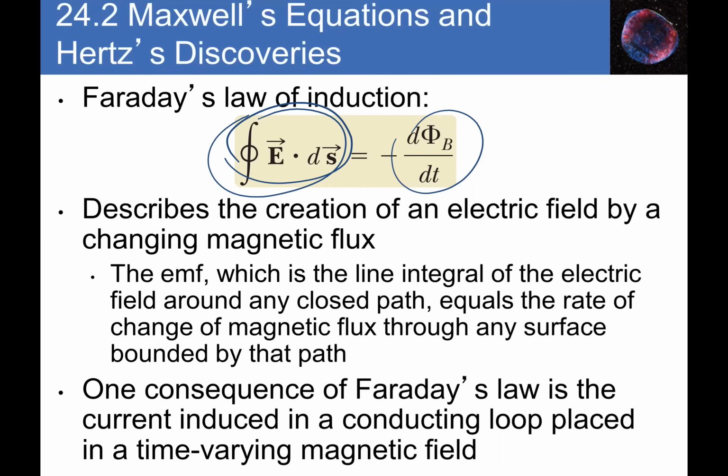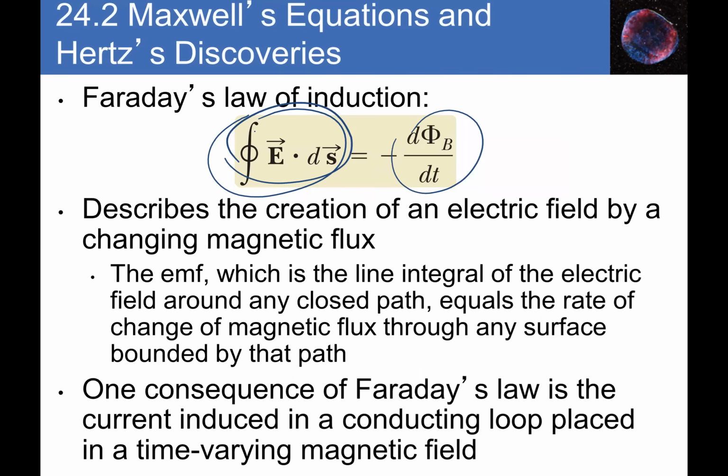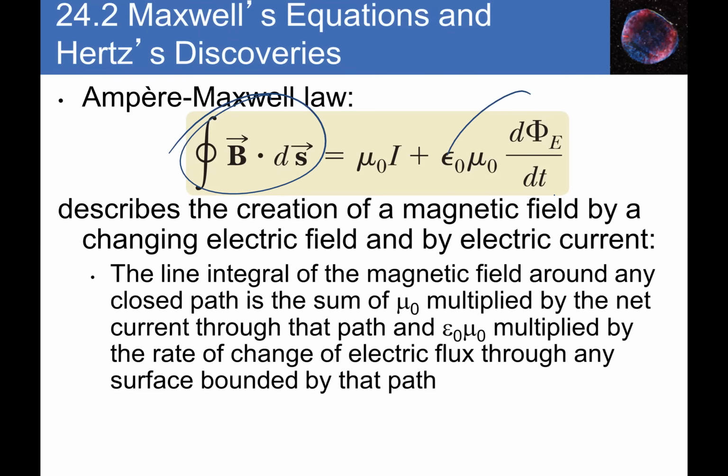All right, so the last equation is Ampere's law, which then was modified, right? So it's the Ampere-Maxwell law. It describes the creation of a magnetic field by changing electric field and by electric current. That means equation 3 describes that you create electric fields by varying magnetic fields. Here, you create magnetic fields by varying electric fields, right? So that's kind of the important thing. That means there's a relationship for how you can generate magnetic and electric fields from one another.